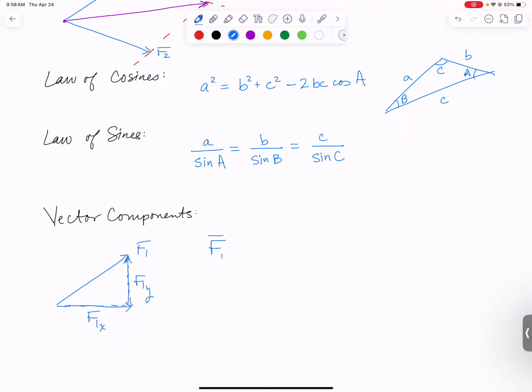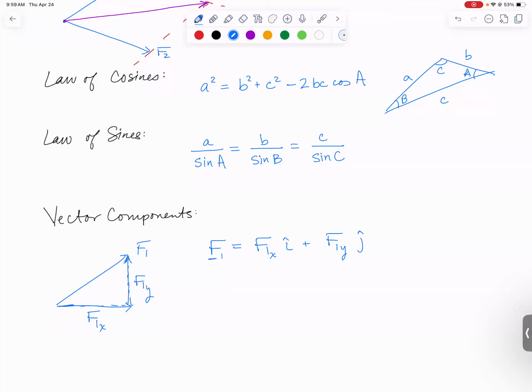You might have done it with a little arrow on the top. I tend to put a line underneath it to indicate that this is a vector being expressed in its Cartesian components. I will have f1x. And to indicate that it is pointed in the direction of the x-axis, I'm going to use an i with a hat on it. And then I will say that f1y is the component in the j direction.